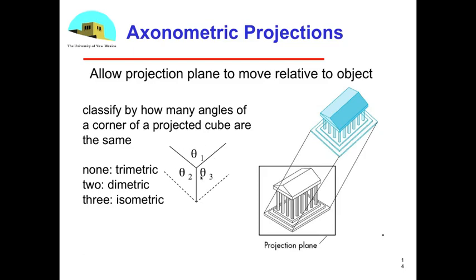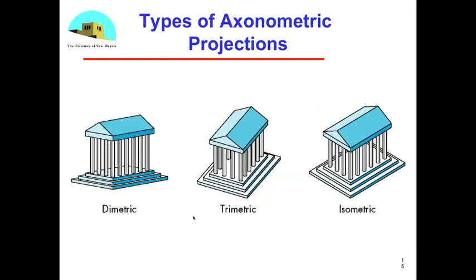If all three turn out to be the same, which corresponds to placing this plane symmetrically with respect to that corner, that's called an isometric. When two of them are the same, it's called dimetric, and when all three are different, then you say that's a trimetric projection. But again, it's still an orthographic projection, and which you do depends somewhat on how you would like to view that object. As you'll see here, they give you very different views of the same thing.